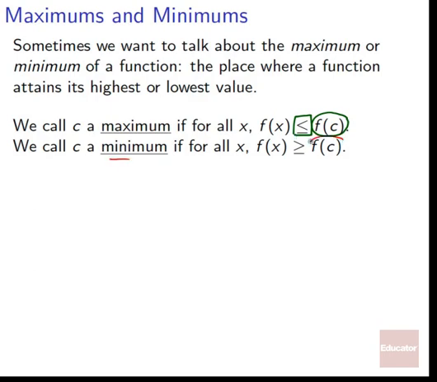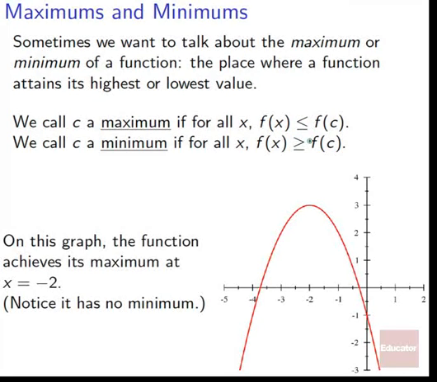A minimum is where f of c is going to be smaller than or equal to everything else that can come out of that function. So a maximum is the highest location a function can attain, and a minimum is the lowest location a function can attain. On this graph, the function achieves its maximum at x equals -2. Notice it has no minimum. So if we go to -2 and bring this up, look, the highest point it manages to hit is right here at -2.